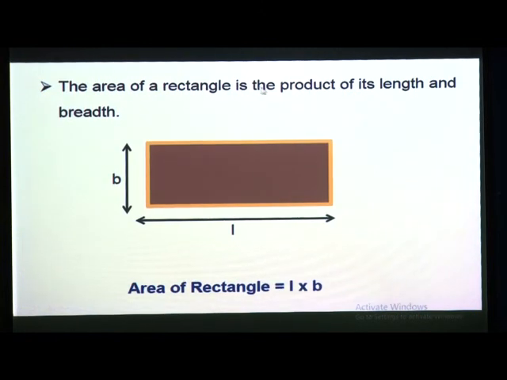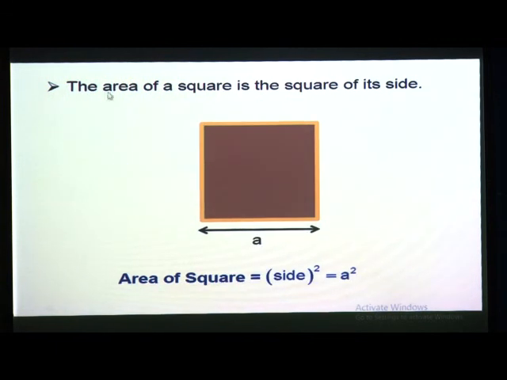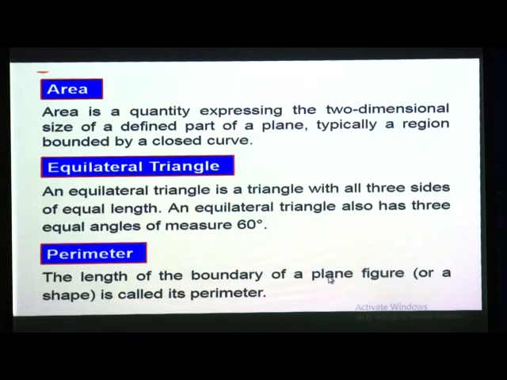The area of a rectangle is the product of its length and breadth. So the formula for the area of the rectangle is length into breadth, and the area of a square is side squared, that is A squared.